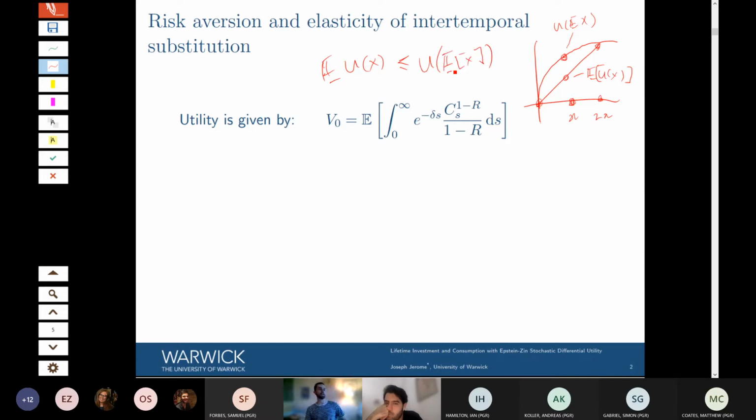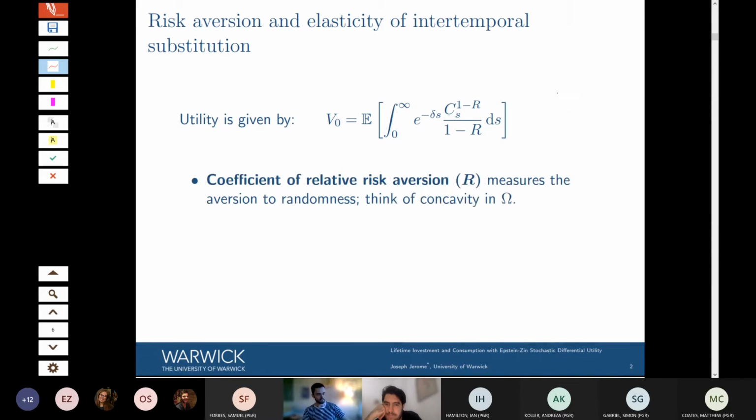And if you're thinking about this constant relative risk aversion function, then this R is going to control how big the difference is. So the larger the value of R, the more you're going to need some compensation to actually take this risky gamble. So that is why it's called the coefficient of relative risk aversion.